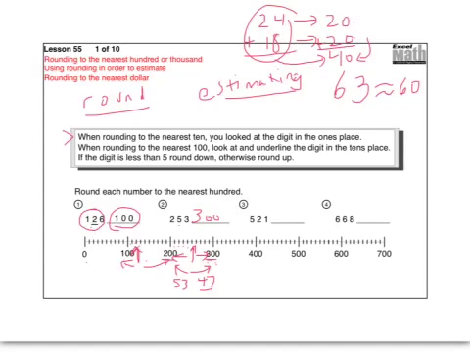Go ahead and pause the video, try numbers 3 and 4, then turn it back on for the solutions. So 521, that would be a little bit after the 520, right in there, and it's obviously closer to 500 than it is to 600. So we round that to 500. 668 is going to be a little bit past the 660, and it's closer to 700 than it is to 600. So we round that to 700.